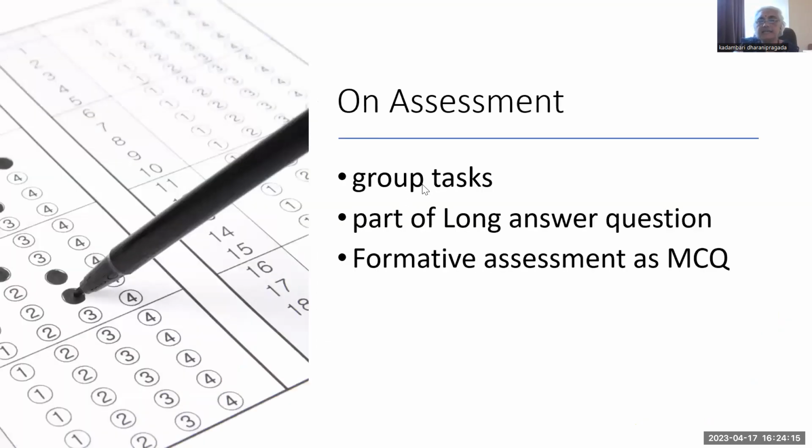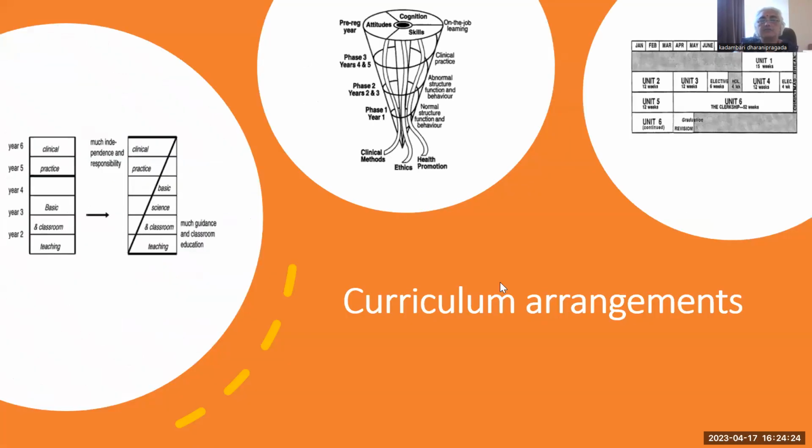Similarly, on assessment, they had talked about giving group tasks, asking a basic science question as part of a long answer question, using formative assessment methods, and so on. So finally, the curriculum arrangements. And the literature is replete with different ways of having an integrated curriculum, right? So all these big diagrams and charts are available: horizontal, vertical, spiral, H-shaped to Z-shaped, and so on. You can have all this on paper, but unless you actually promote them to make their connections, it just remains on paper.